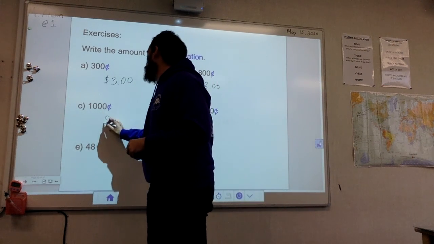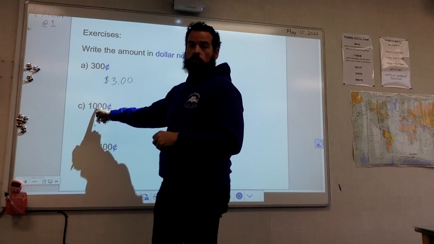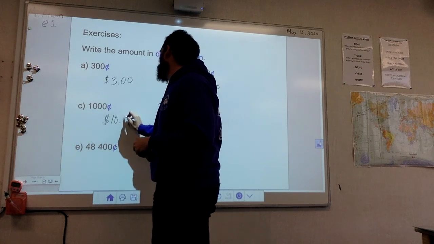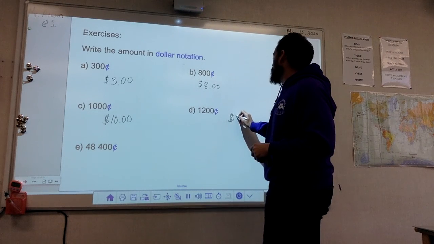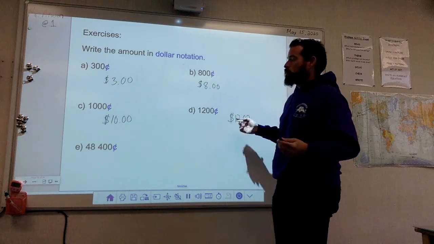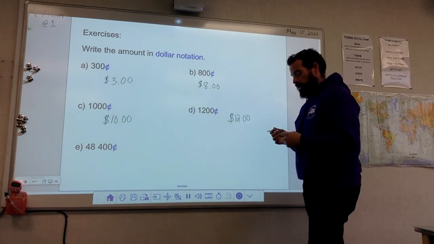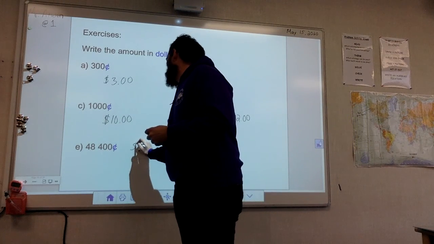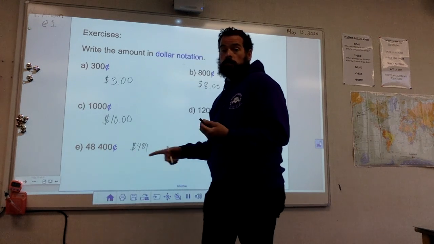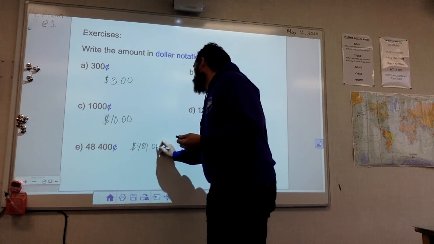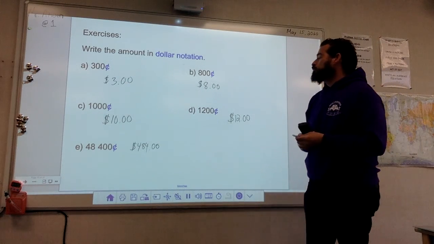1,000 cents. Dollar sign first. 2 digits to the right of the decimal, so that's where we're going to need to put our decimal. So 10.00, $10. 1,200 cents. Dollar sign, 12.00, $12. And here's what I was saying, we've got a bigger number here, 48,400 cents. So we write that in dollar notation. We put our dollar sign first, 484. I want 2 digits, those 2 zeros, to the right of the decimal. So 484.00, and we say that as $484.